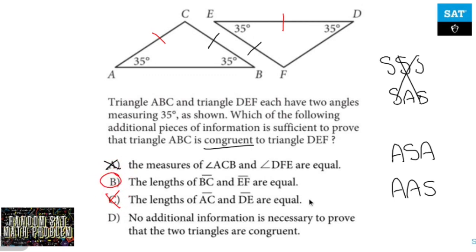Okay, no additional information is necessary. That's not true because you can't just say, look at these two angles. Are they congruent? No. So these were the two options that we could have used. That one didn't work out. That one did. AAS works for this, and B gives us the solution that we need.